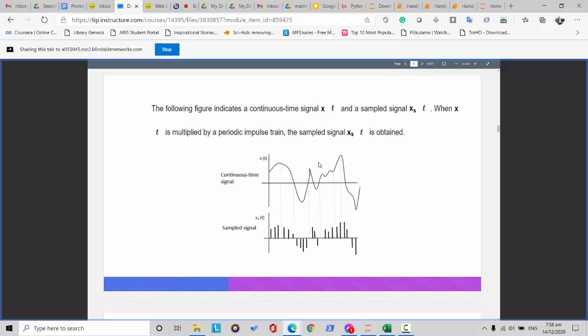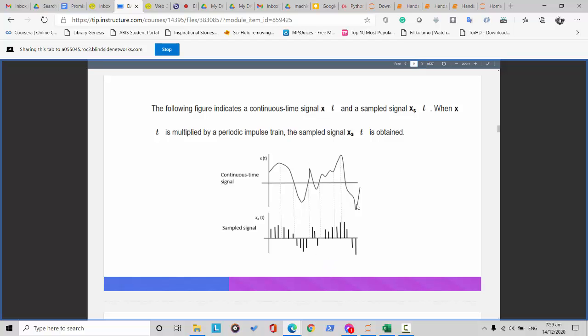Now the following figures indicate a continuous time signal, x. Here we have a continuous time signal and a sampled signal called x of s. So when a continuous signal x is multiplied by a periodic impulse train, we obtain the sampled signal xs.